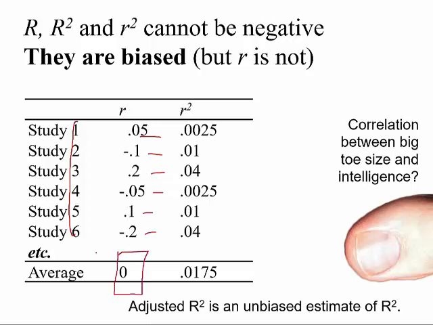And if the true population parameter was 0, this would be true if I replicated my study over and over and over again an infinite number of times. If I replicate my study an infinite number of times, the average of all my correlations across all my studies will equal the true population parameter. And if the true population parameter is 0, that's what the average of all my correlations will be.